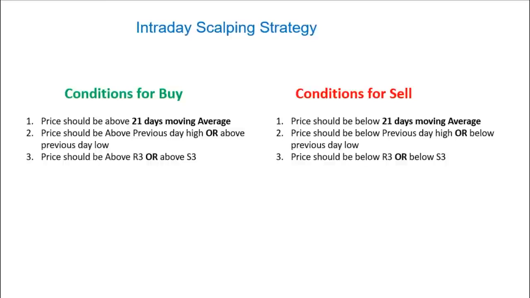Now we can see the conditions for selling. For selling, the price should be always below the 21 days moving average, and price should be below the previous day high or it can be below the previous day low, and price should be below R3 or below S3.